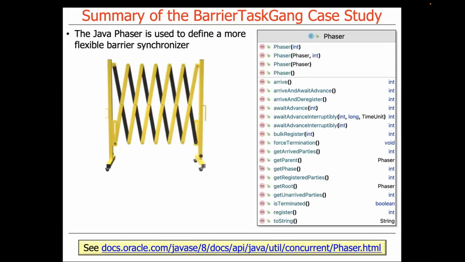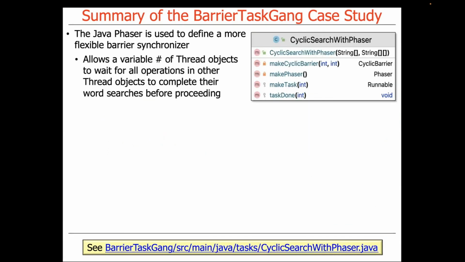And then finally, we used the Java phaser, which is the more flexible type of barrier synchronizer. That's because we could use it to wait for a variable number of thread objects to complete their word searches before it proceeds. So this is a more flexible form of barrier synchronizer that allows a variable number of thread objects to wait for all operations and other thread objects to complete their word searches before it proceeds.